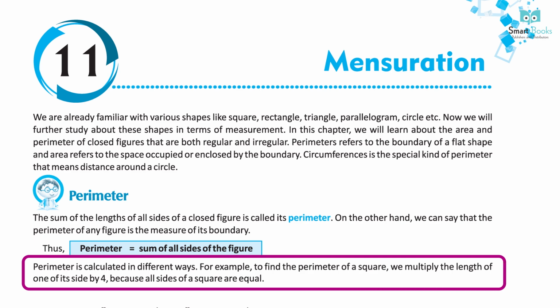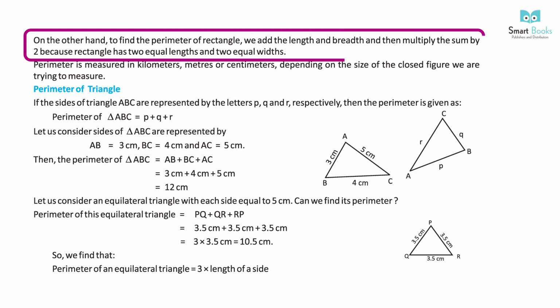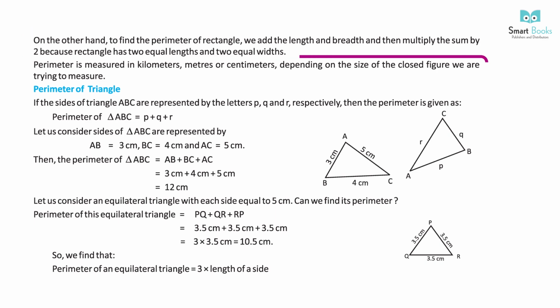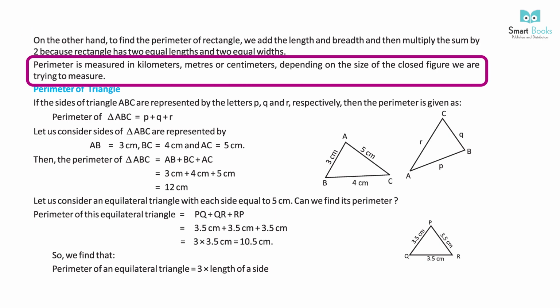For example, to find the perimeter of a square, we multiply the length of one of its sides by 4, because all sides of a square are equal. On the other hand, to find the perimeter of a rectangle, we add the length and breadth and then multiply the sum by 2, because a rectangle has 2 equal lengths and 2 equal widths. Perimeter is measured in kilometers, meters or centimeters, depending on the size of the closed figure we are trying to measure.